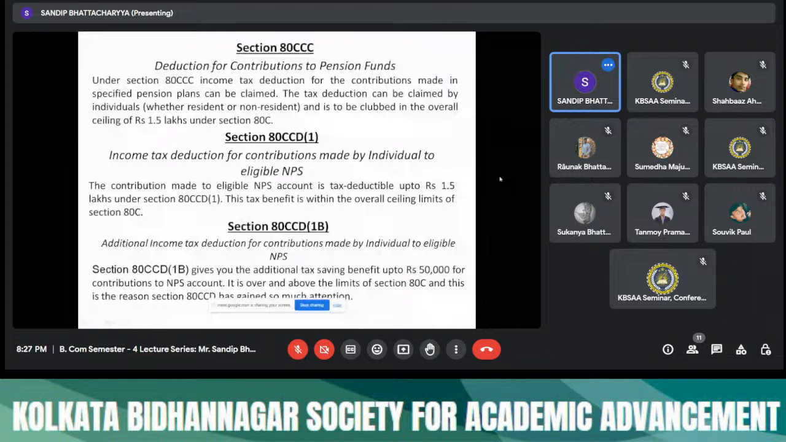নাও সেটা তোমার ন্যাশনালাইজড পেনশন স্কিম and you are eligible to get this additional deduction, so that government will provide you an additional relaxation of rupees 50,000 apart from the 1,50,000. I hope it is clear to all of you up to this. So let me move to the next slide.